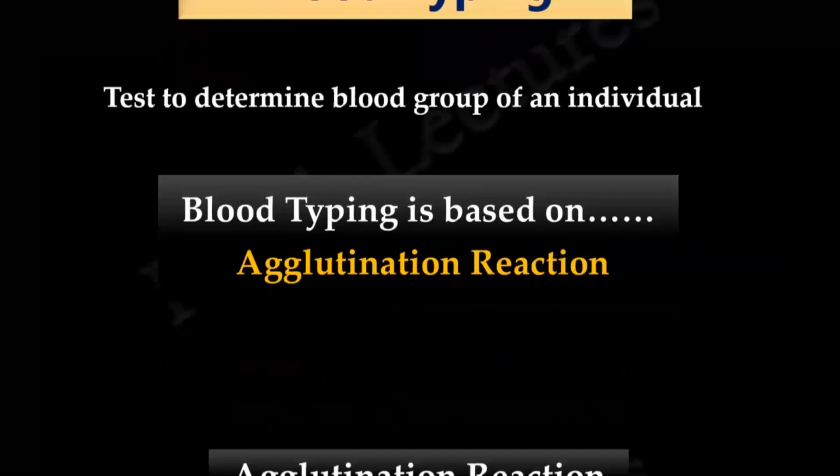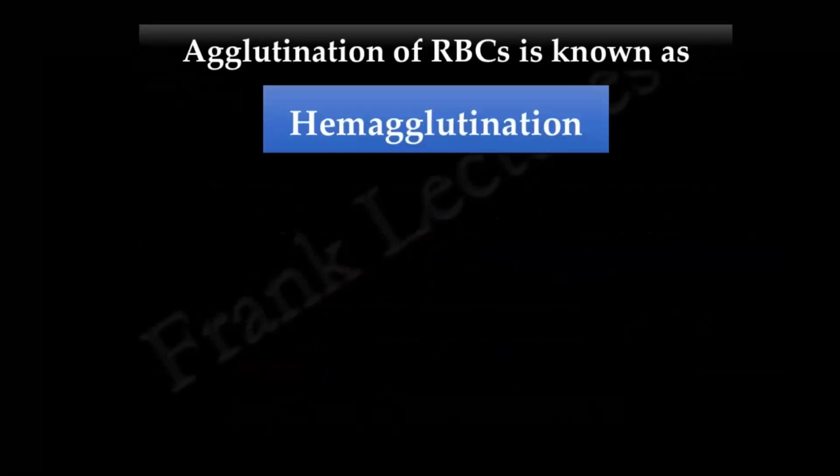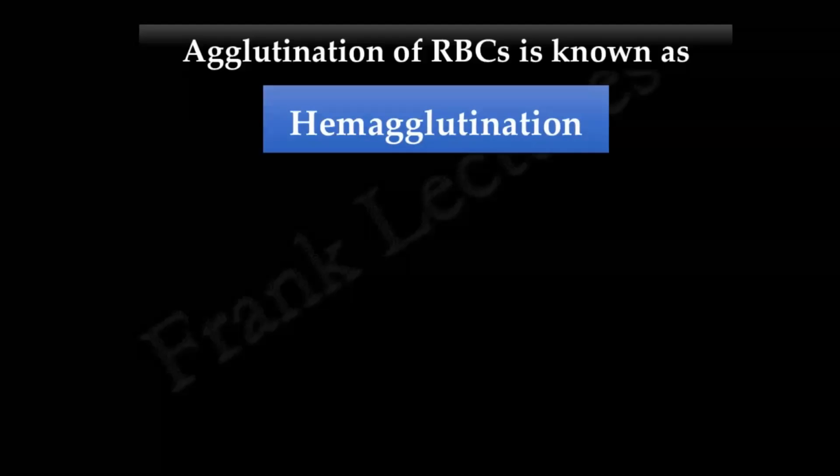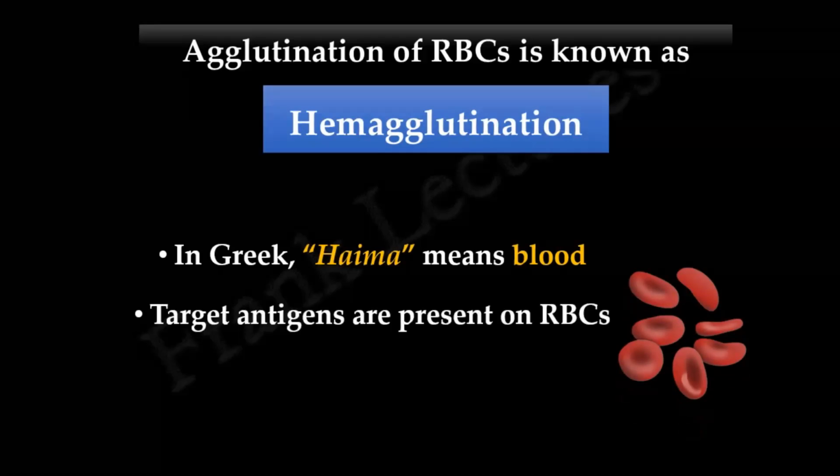Recall that agglutination reaction is an antigen-antibody reaction in which antibodies cross-link particulate antigens resulting in the visible clumping of particles. Agglutination of red blood cells is known as hemagglutination. In Greek, hema means blood. So, hemagglutination is the clumping of red blood cells. The target antigens in this case are present on red blood cells. When specific antibodies to these antigens are added, the antigen-antibody reaction results in agglutination, which is visible as red granules.